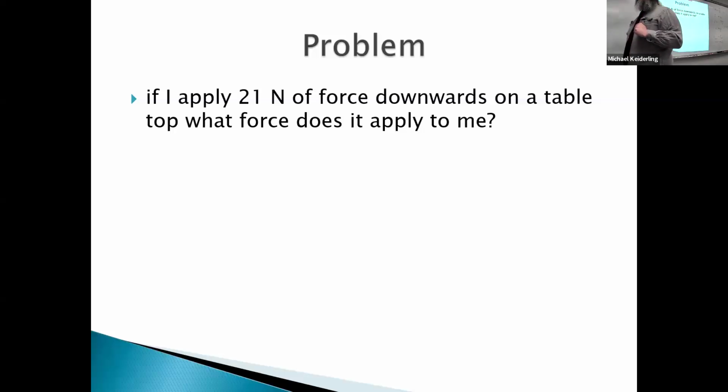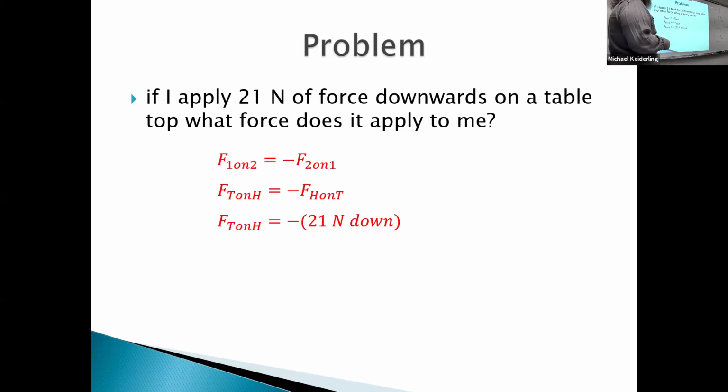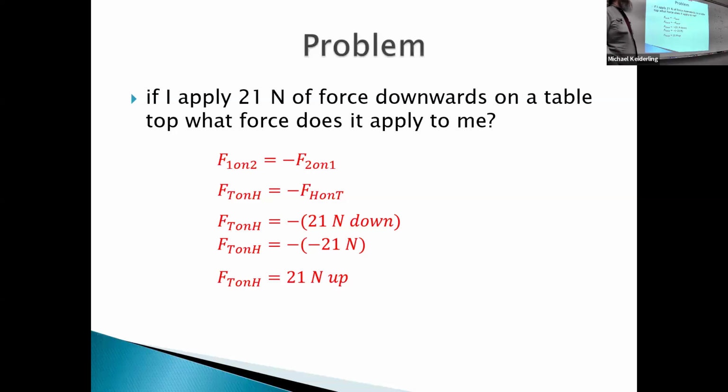So if I apply 21 newtons of force downwards on a tabletop, what force does the tabletop apply on me? Well, it's up. Force of 1 on 2 is minus force of 2 on 1. The force of the table on the hand is minus the force of the hand on the table. So minus 21 newtons down is 21 newtons up. Same size force, opposite direction.